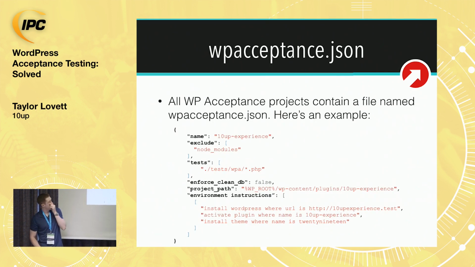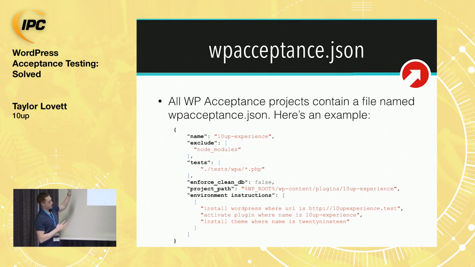Okay, so wpacceptance.json. Every project that uses WP Acceptance has to have a wpacceptance.json. Typically, you'll put that in the root of your project, wherever that might be. So here's an example of that file. First thing it does is give a name for your project. This is 10up Experience. Again, that's a plugin that we have that makes a couple of modifications to your website to bring it in line with a couple of our best practices and gives you a couple of useful things.